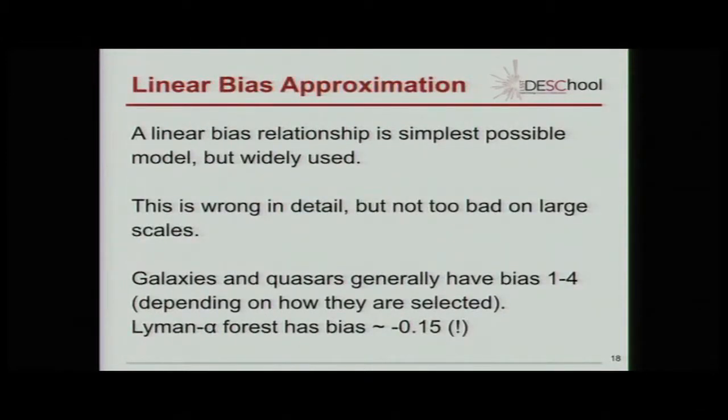So this linear relationship is the simplest possible model, but it's very widely used. It's definitely wrong in detail, but it's actually not too bad on large scales. So what is the bias? It depends on all the details of your analysis, but typically you end up with numbers between 1 and 4, depending on how they're selected. Although the Lyman alpha forest, which I work with a lot, actually has a bias that's much less than 1, about 15%, and it's actually negative. If you're interested in that, you can ask me later.